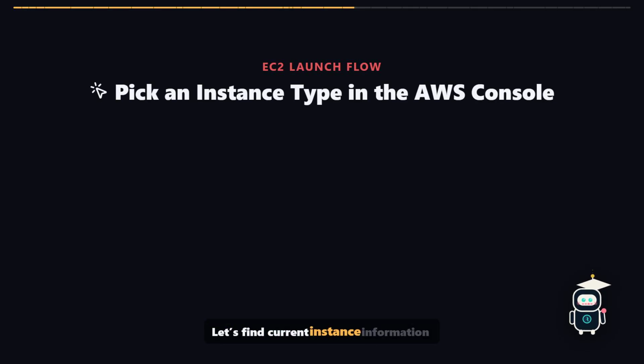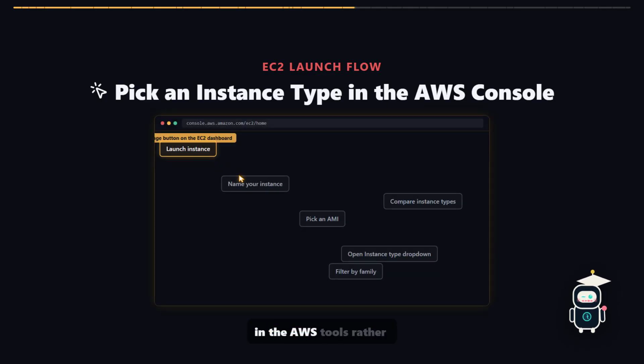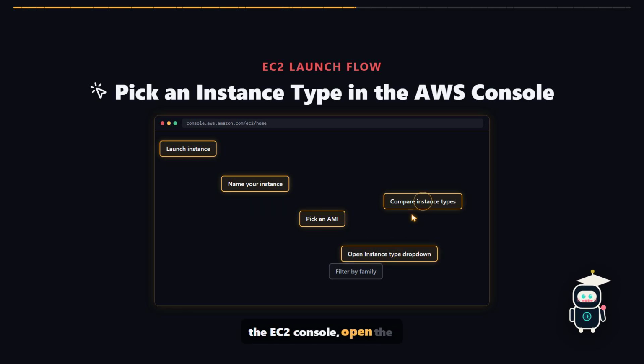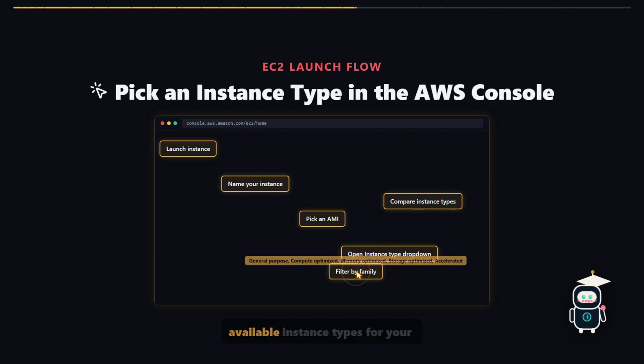Let's find current instance information in the AWS tools rather than relying on memory. In the EC2 console, open the launch flow and review the available instance types for your region and AMI architecture. The drop-down is useful for selecting a type, but it is not the whole research workflow.